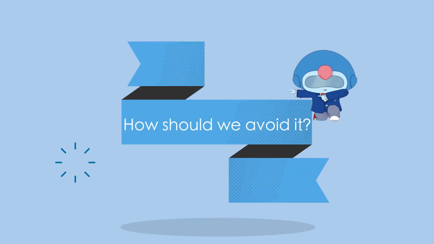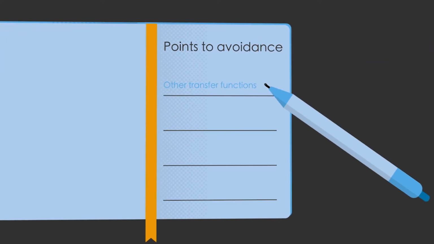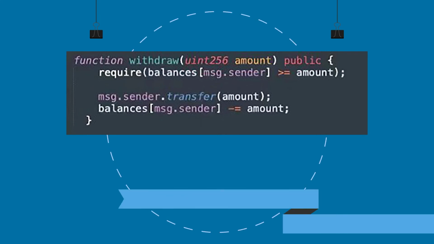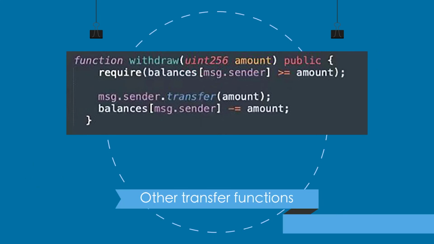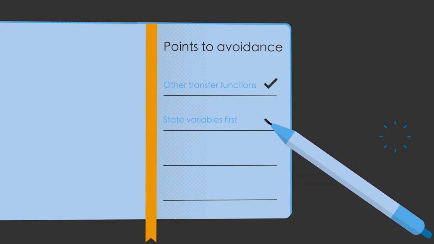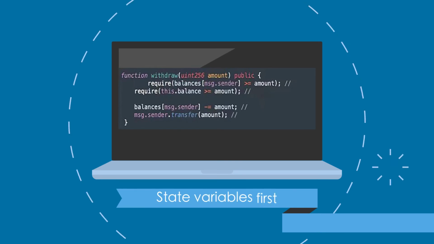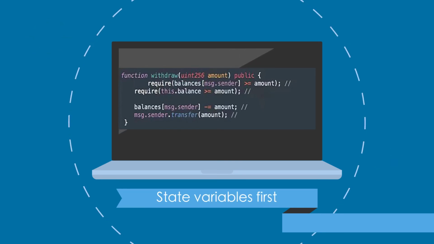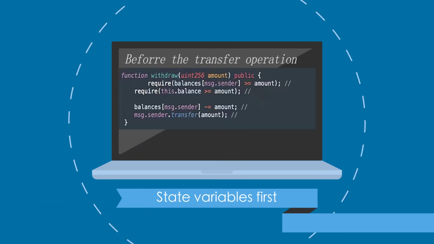How should we avoid it? Use other transfer functions. Use Solidity's built-in transfer function when sending an Ethereum transfer to an external address, and change the state variables first. This way, ensure that the state variables are changed before the transfer operation.